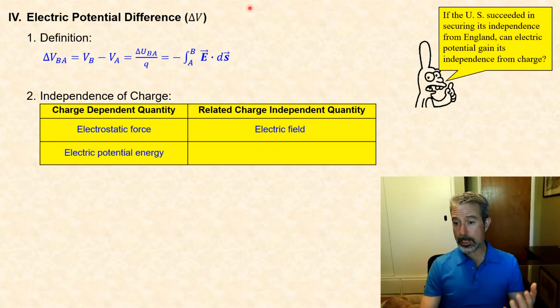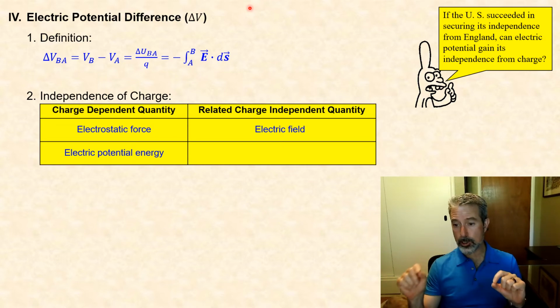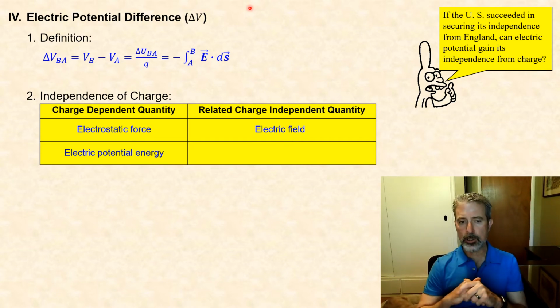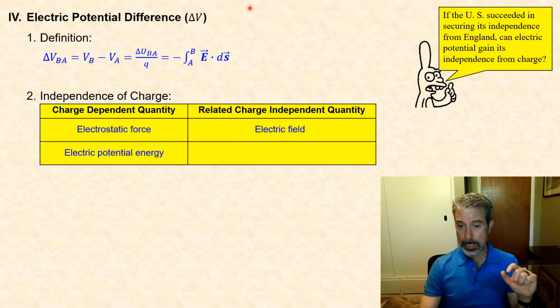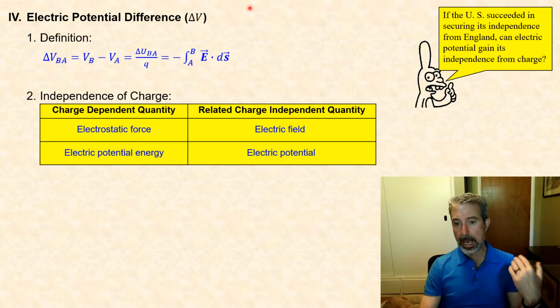When we talk about electric potential energy, we said that the electric potential energy difference between 2 points in space was the difference in electric potential energy that a charge would experience between those 2 points in space. But now when we talk about this related quantity called the electric potential and an electric potential difference, it is a charge-independent quantity. In the same way, the electric field does not depend upon having any charge at those 2 points in space.